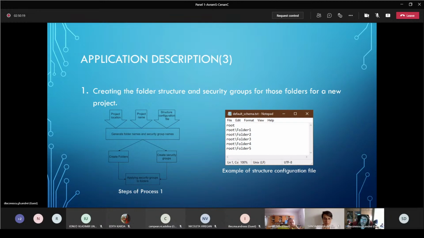The steps for this process are: generate folder names and security group names, and create folders. That implies disabling inheritance from the parents, from the root, because this is a big, important step when you create a folder structure on a shared drive. Then create security groups in Active Directory and apply the security groups to folders. This is the process where you link a group with a folder with the right permissions.